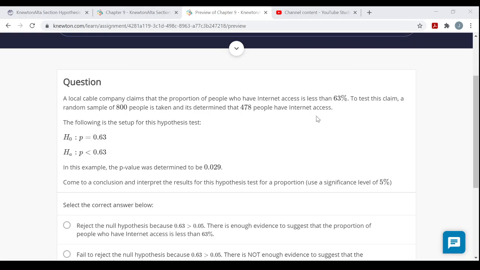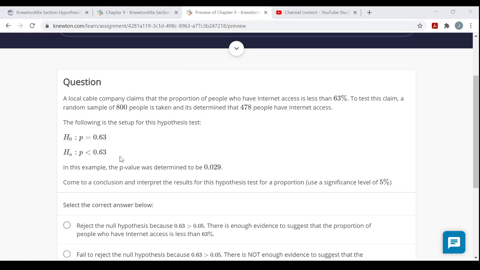All right, so the hypotheses are formed, and then they said to test this claim, a random sample of 800 people is taken, and it is determined that 478 of these people have internet access. Now, they set up the hypotheses. It's a left-tailed test, right? Left-tailed test. p is less than 0.63.